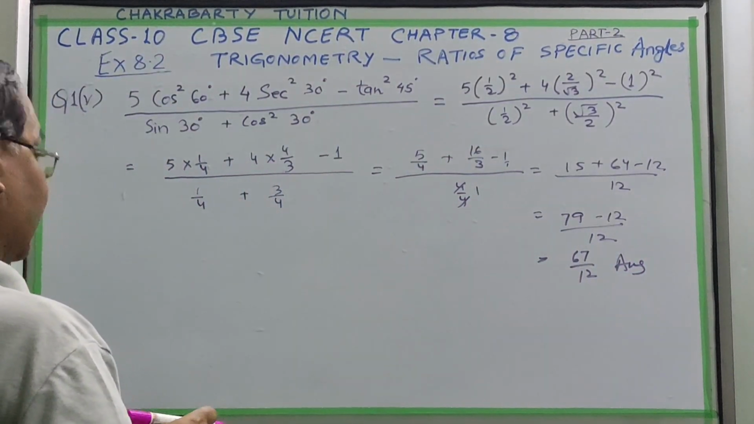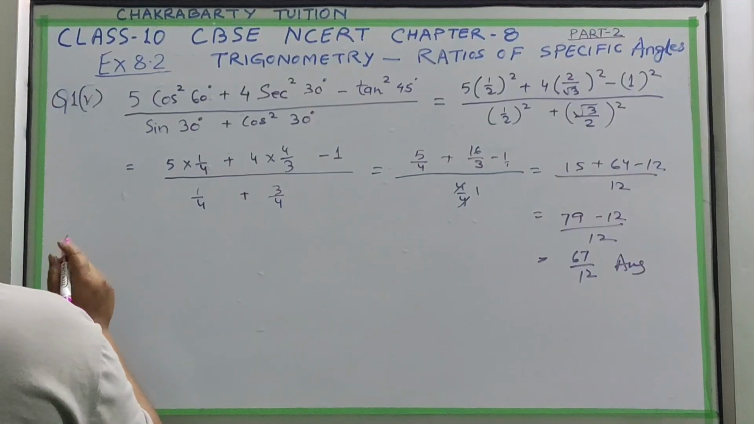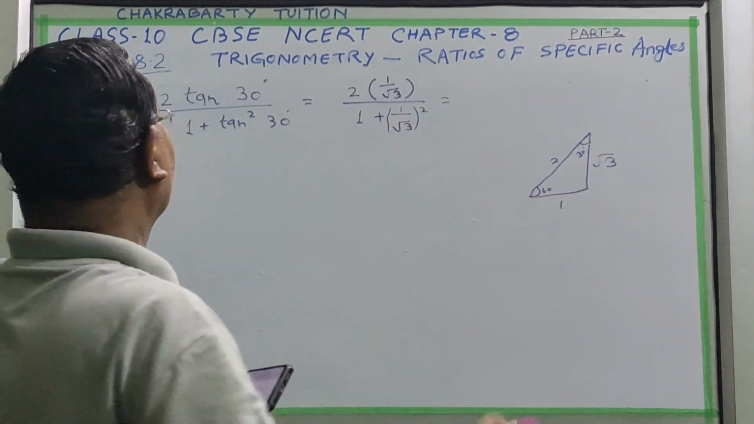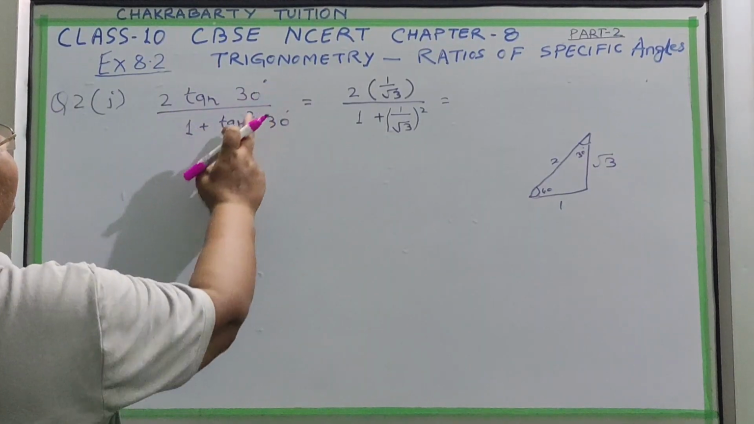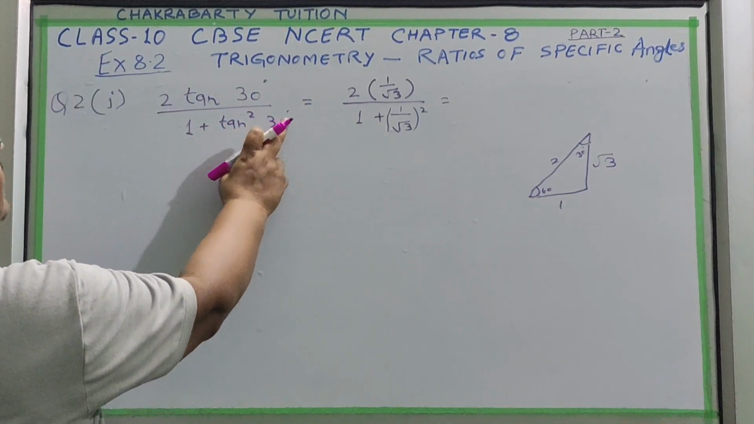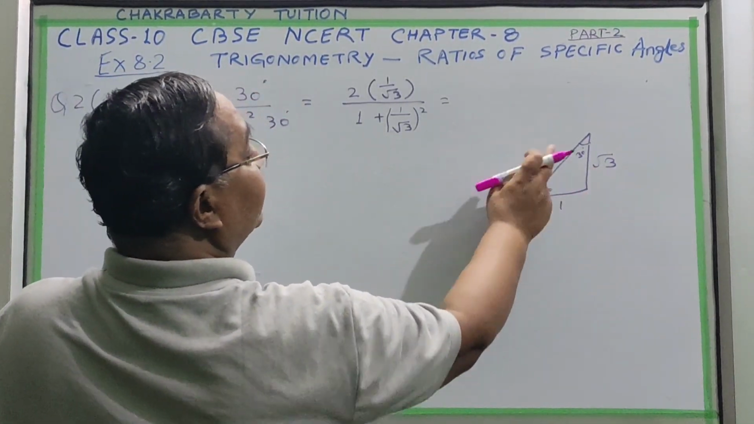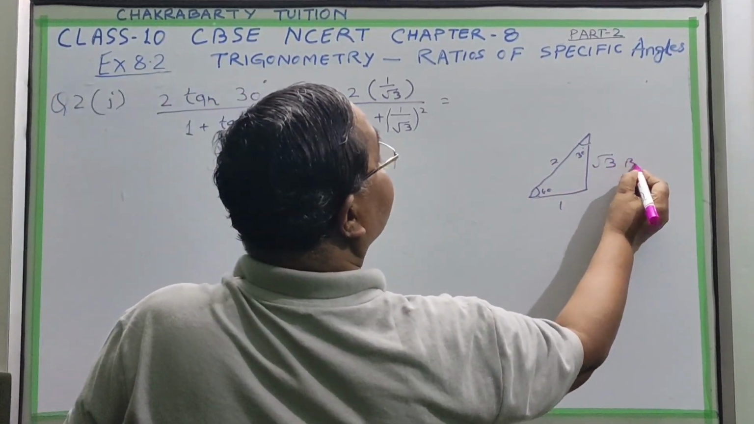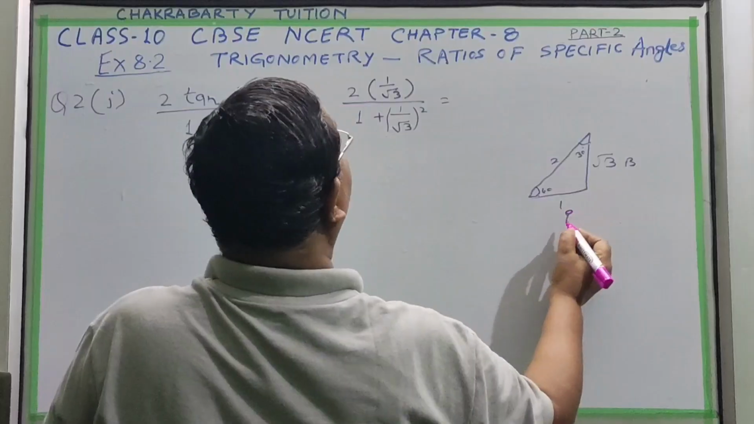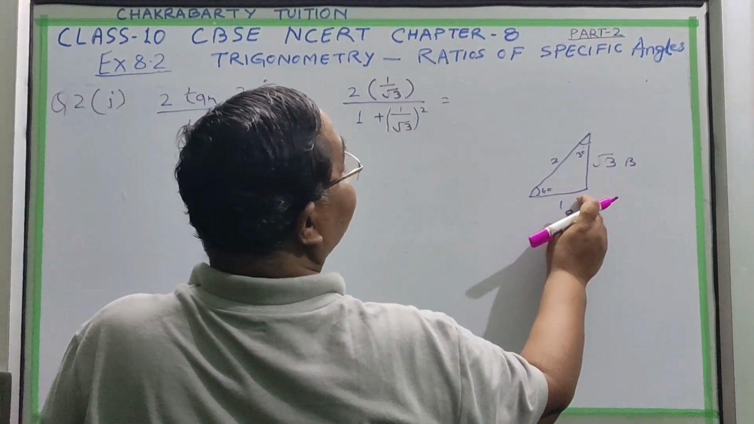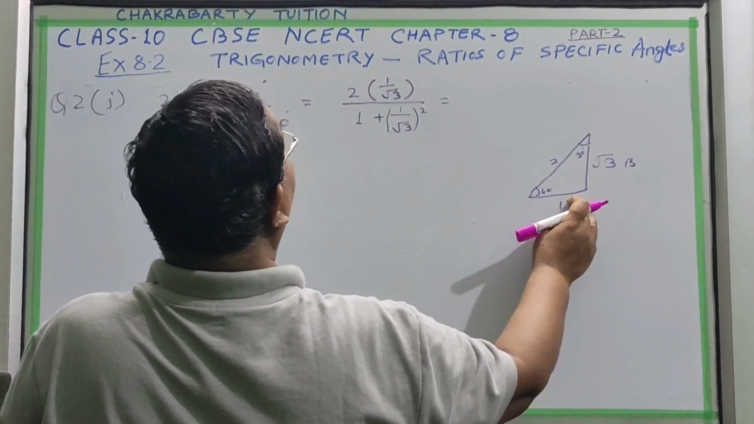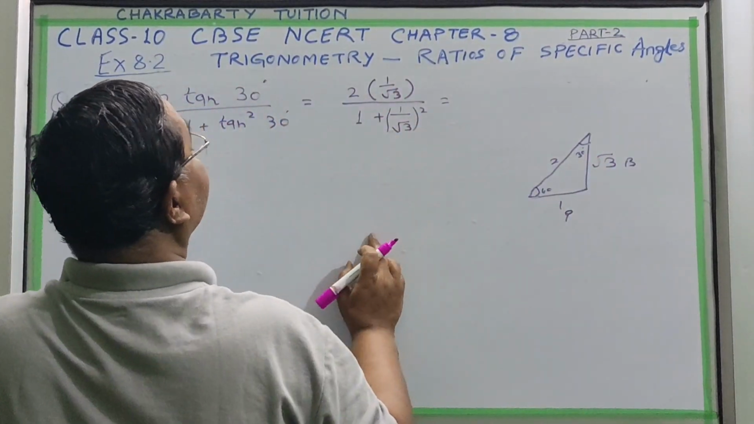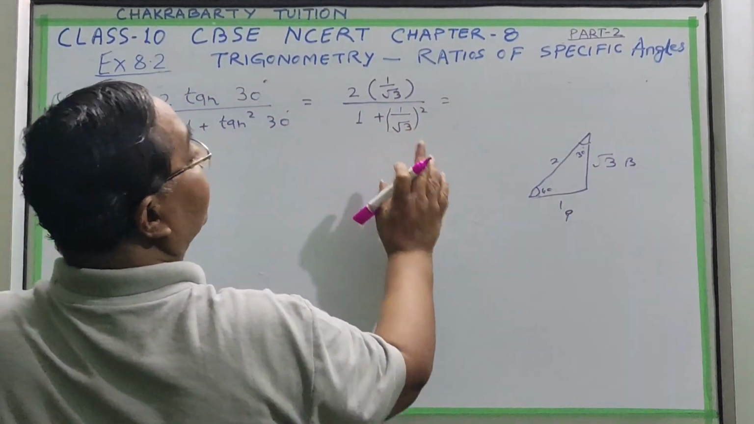Now we will do question number 2 part 1. Okay, so I will rub this and then I will do it. I will write the question and do. So here the question is 2 tan 30 degree upon 1 plus tan square 30 degree. For 60 and 30, we use this diagram. So for 30 this becomes your base and this becomes your perpendicular. So tan 30 will be 1 upon root 3, so 1 upon root 3 we have written.